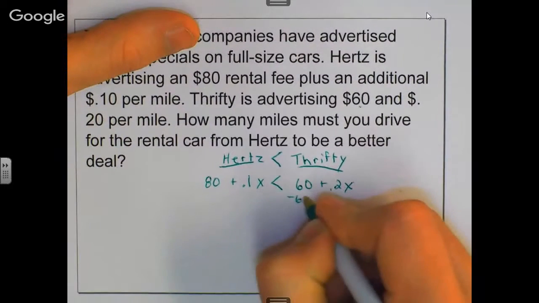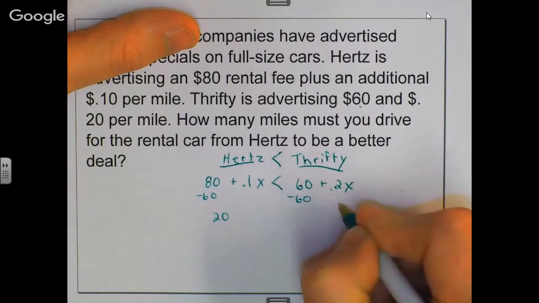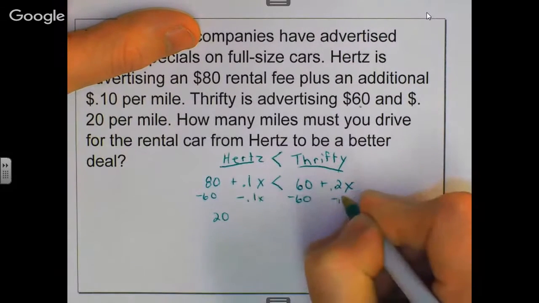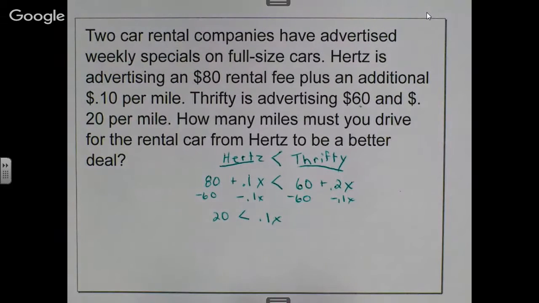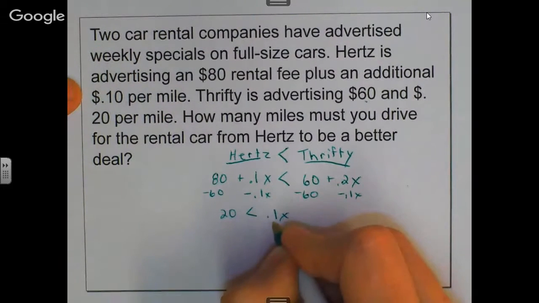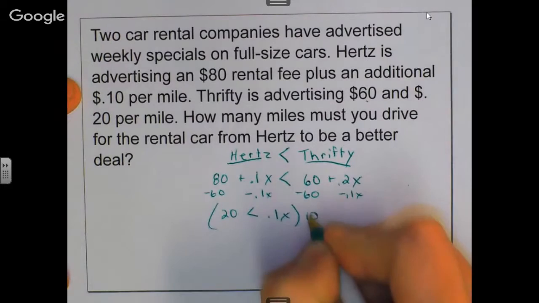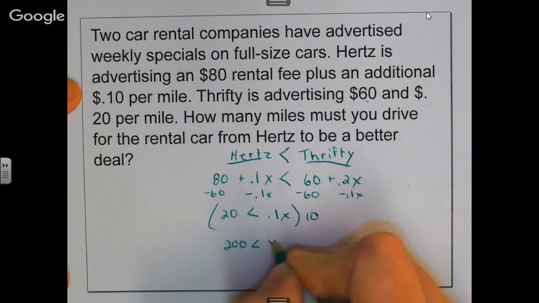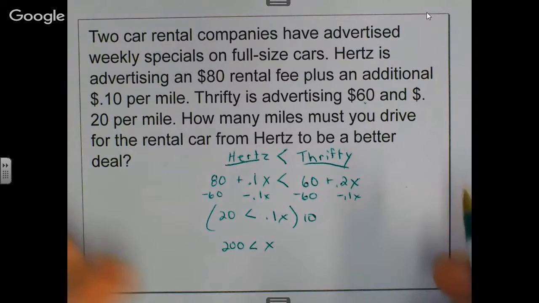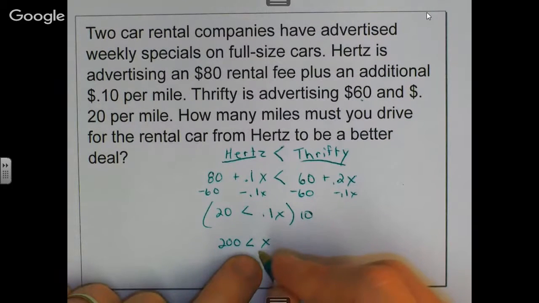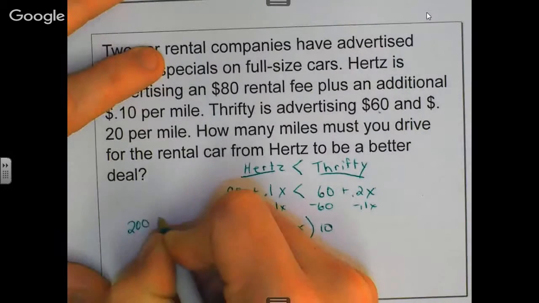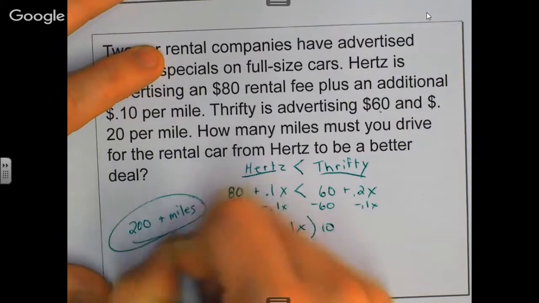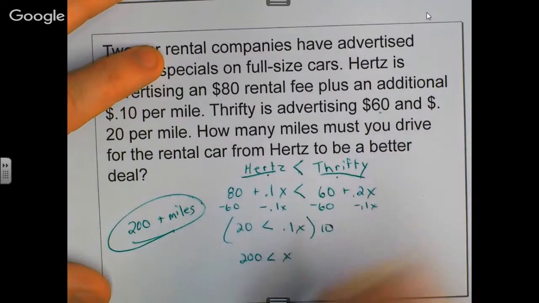So we'll subtract 60 and get 20, and subtract 0.1x from both sides, leaving 20 less than 0.1x. Then our next step would be to divide by 0.1 or multiply everything by 10. So you get 200 is less than x. Well, what does that tell me? This x represents the miles that I'm driving, so I need x to be bigger than 200. So I need to drive 200 plus miles for Hertz to be less than Thrifty.